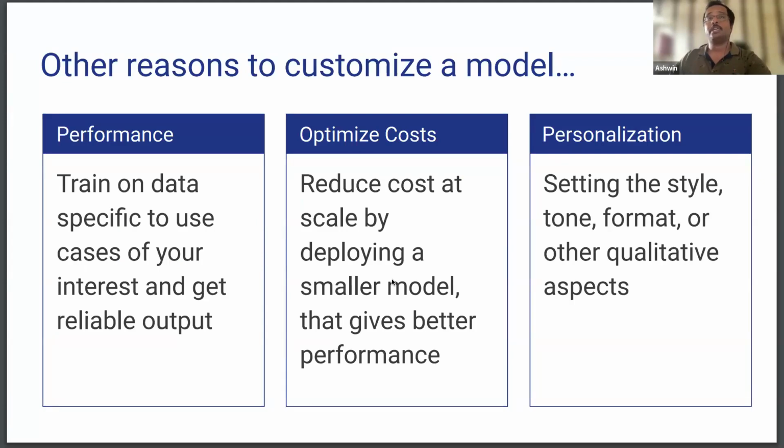The second one could be to optimize costs. This is to reduce costs by deploying a smaller model that gives better performance. In a later slide, I'll show you the different scales of fine-tuning, but using PEFT, for example, by training a few parameters of a model, we are able to spend less and at the same time get better performance out of the model that we are looking for.